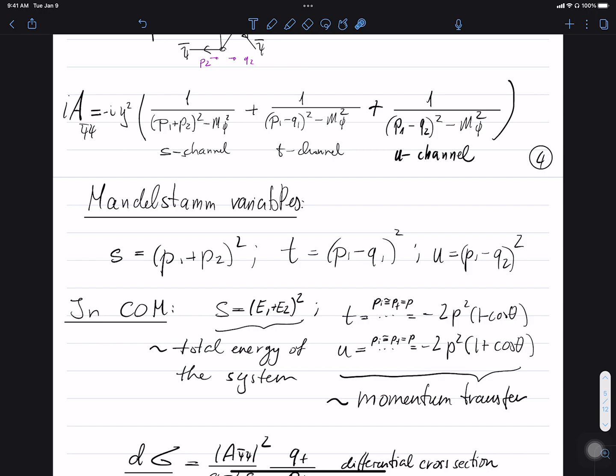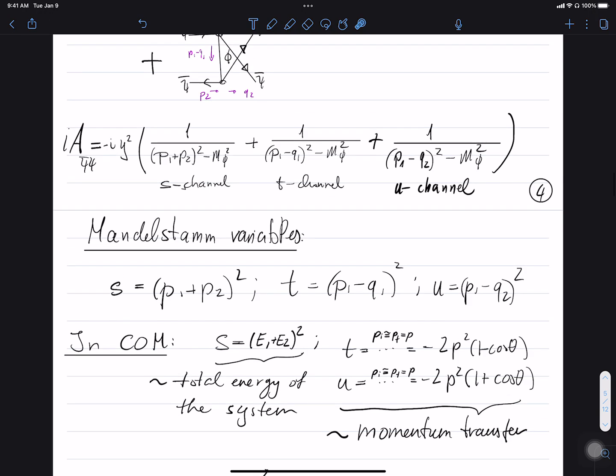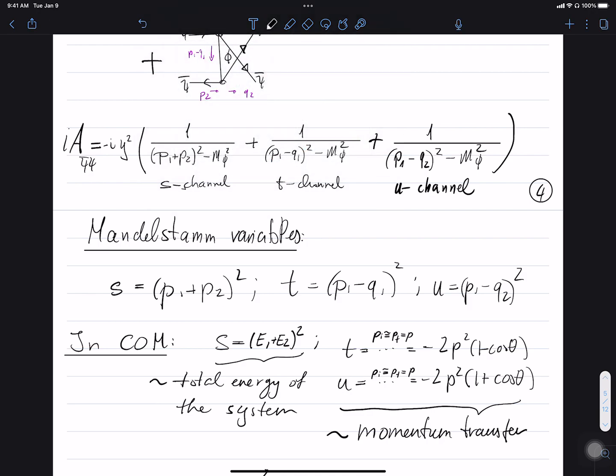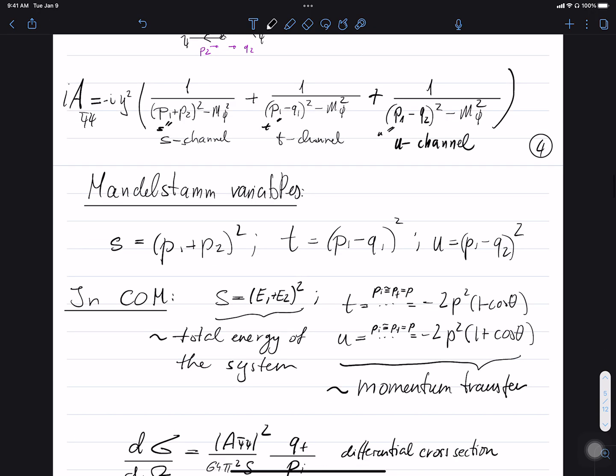They are Lorentz invariants as they are products of four vectors, and they appear exactly in this propagator. So we could also write this is equal to S, this is equal to T, and this is equal to U. Okay, so this is quite manifestly the Lorentz invariant way of writing it.